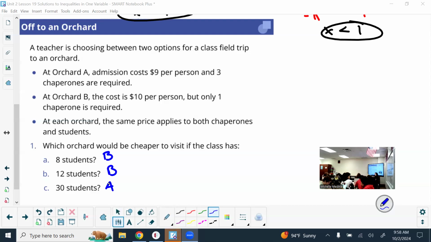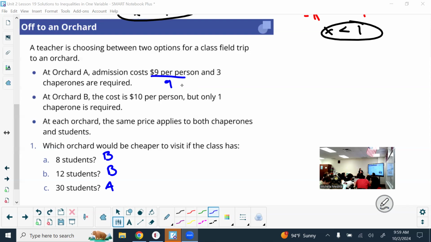By problem solving our way through it. If you made an expression for each, great. If not, hopefully you can think about the real situation and know that if it costs $9 per person for Orchard A, and I have 8 students, what math would I be doing to figure out just how much that part costs for the students? Would I do 9 plus 8, 9 minus 8? What seems reasonable? I'm asking all of you.